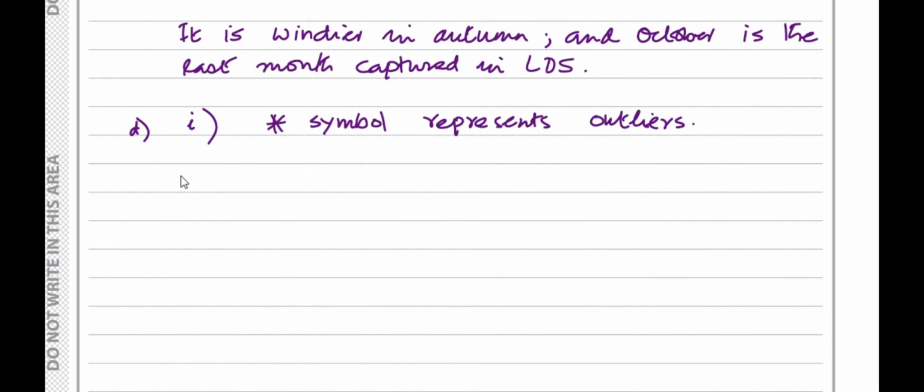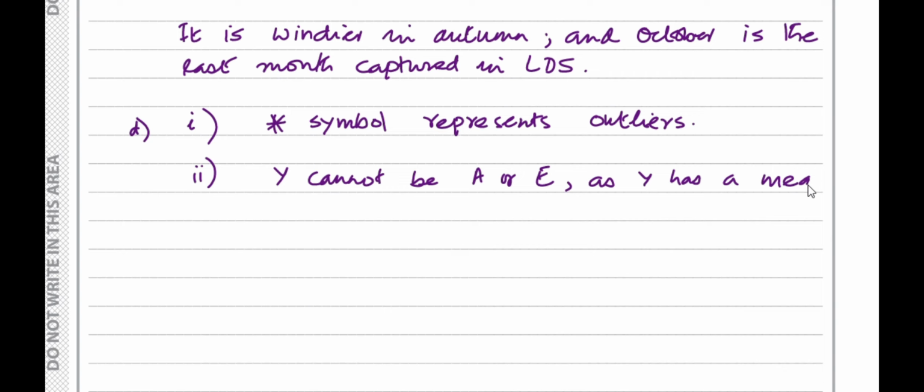So we have to document this here in a reasonable manner so that we will get full marks here. So we can say Y cannot be A or E, as Y has a mean close to 2 other histograms, not histograms, box plots.